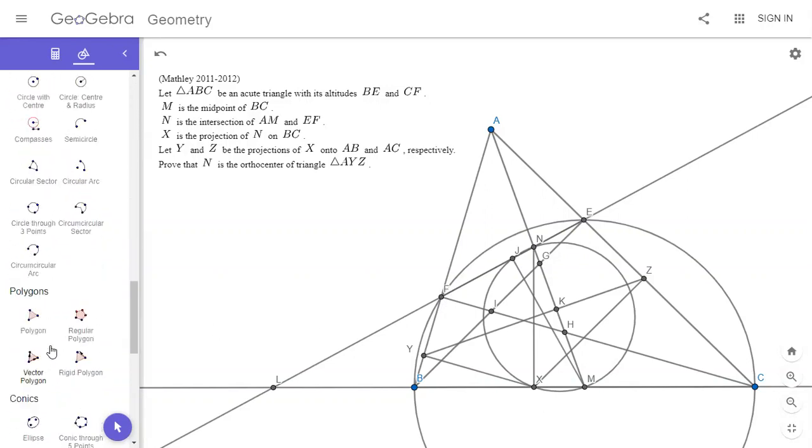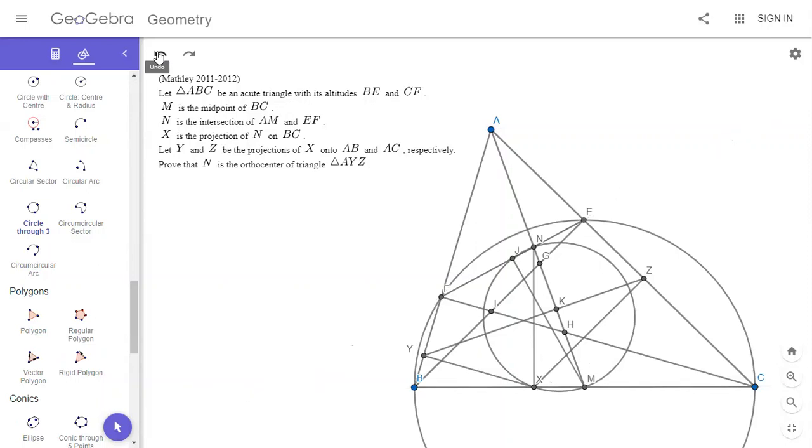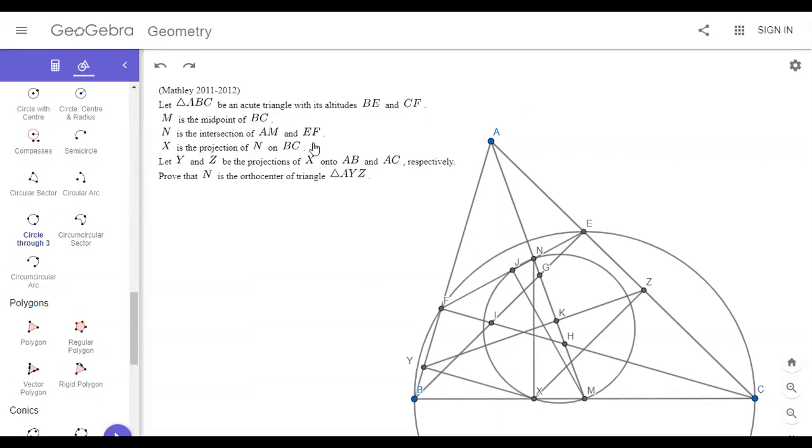There's another way I could try this. So I know AYZX is cyclic, and if we prove triangle ANX similar to triangle AJM, then we are done. Is there any way? I just want to prove angle ANX equals angle AJM. That will solve it. Let's see. EF and BC. That's right.